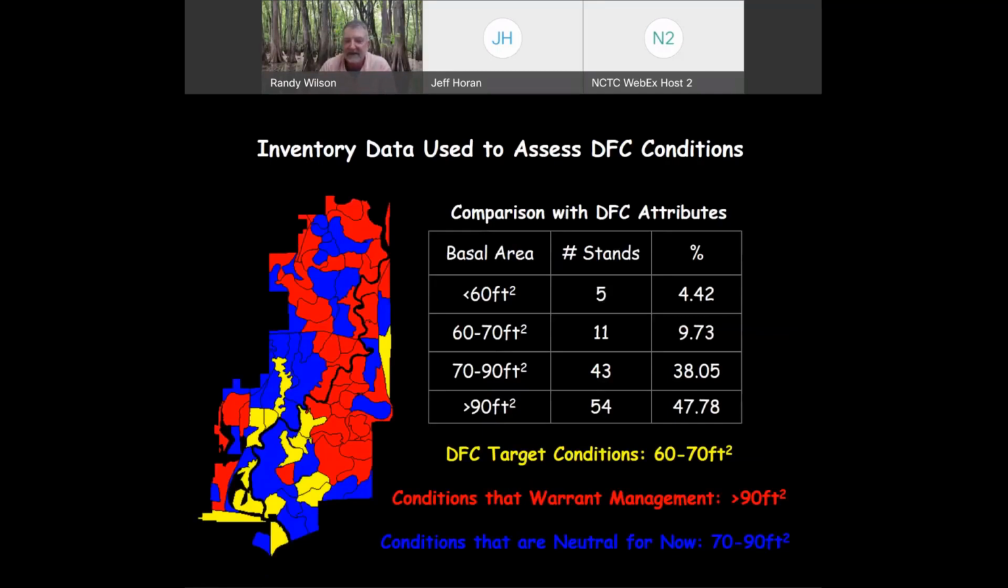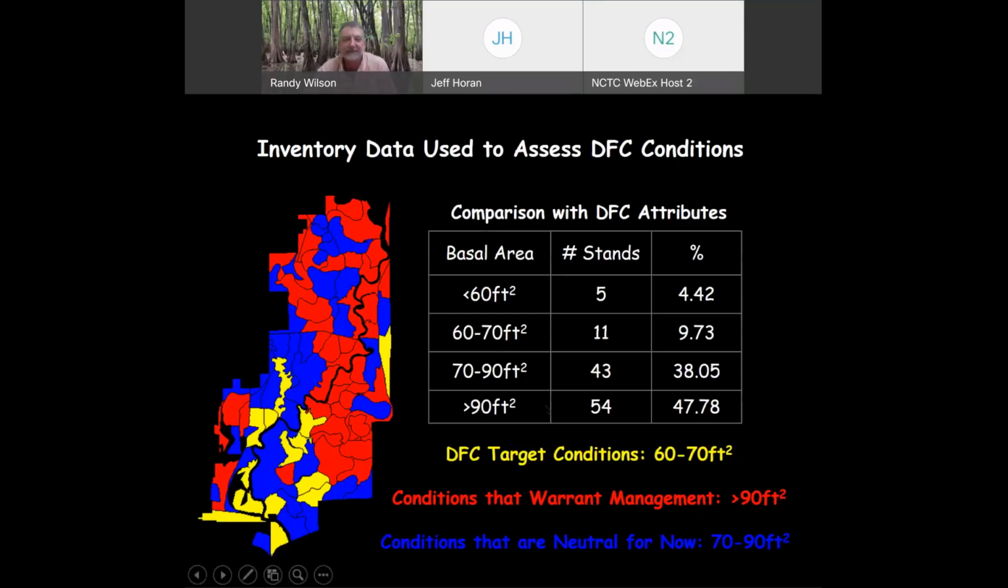I think this is from White River National Wildlife Refuge, where we identified the stands. We did a complete inventory, and now we can see kind of those stands that are in target conditions, those that where we might warrant our management, and things that are kind of what we call neutral for now. They're okay. They're not too bad. And so this provides the forester on the ground some additional insight into where within his local landscape he or she might be thinking about working.